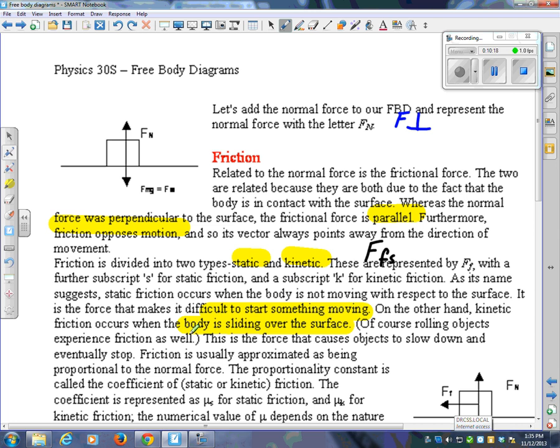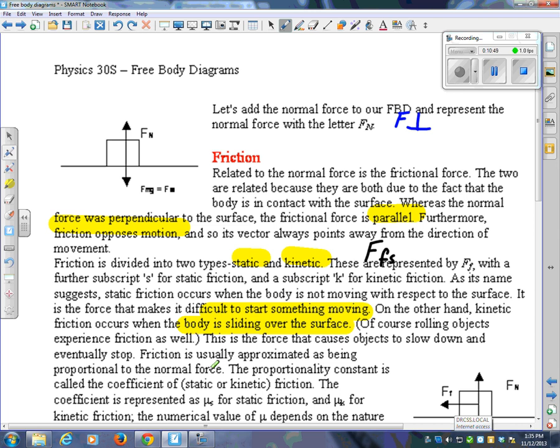Rolling friction is a little bit tricky, so we'll just leave that aside. This is the force that causes the object to slow down and eventually stop. Friction is usually approximated as being proportional to the normal force. In other words, as Steve pointed out, really heavy things, which would have a really big weight force, would have a really big normal force, and if the normal force is big, then the friction force is also big. Heavy things have a lot of friction. That's what it boils down to.